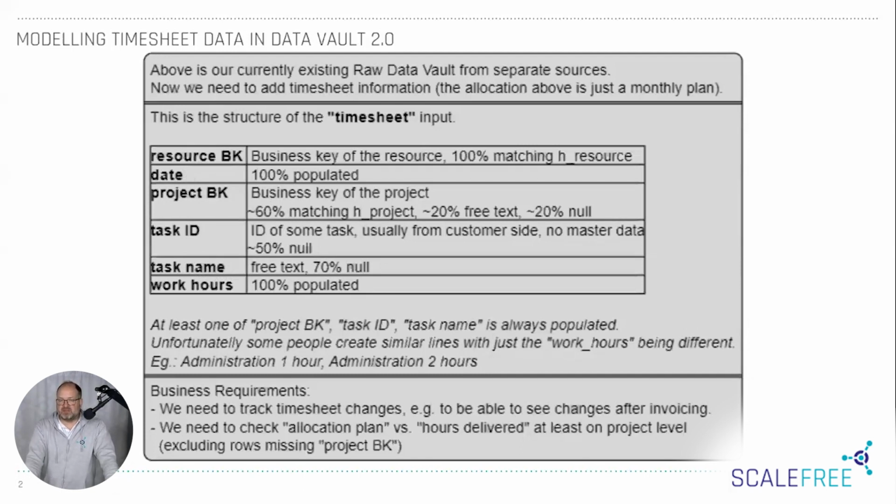If that's not the case, the structure of the non-historized link would essentially include the following hub references. Resource hub, that's the resource reference here. The project reference, the task ID and the task name, I would just add to the non-historized link structure, the date as well. Not as hub references, not hashed, just as clear text.